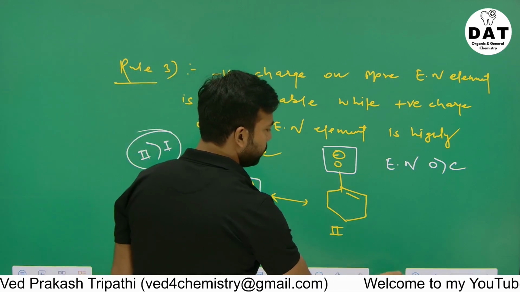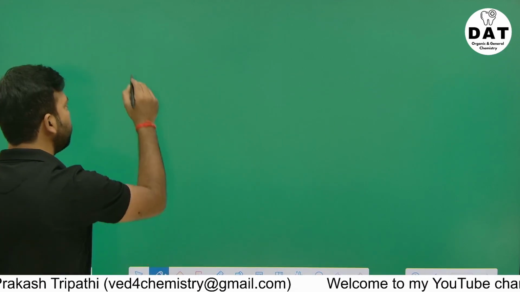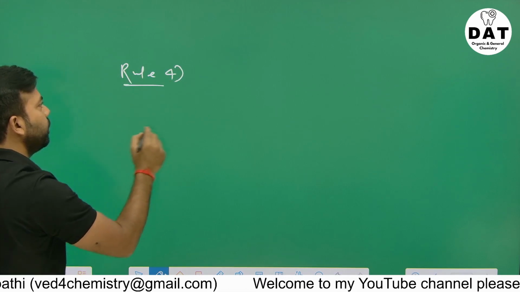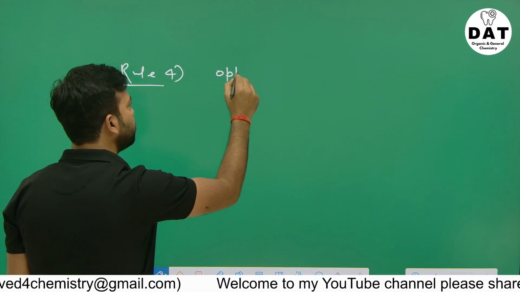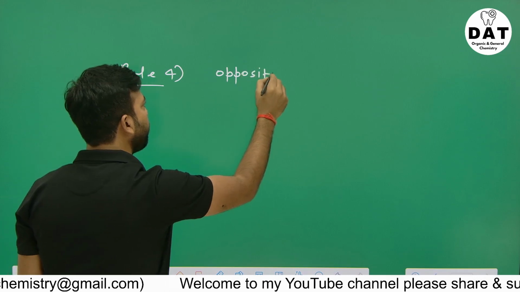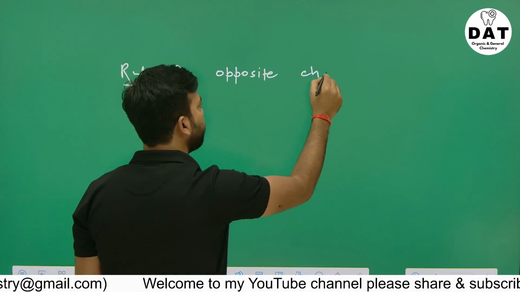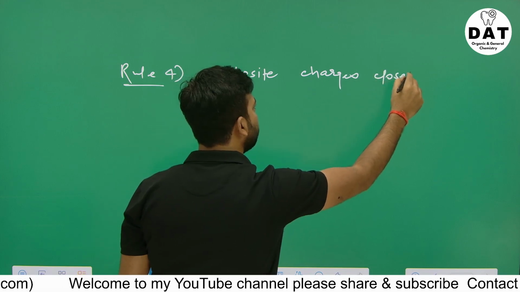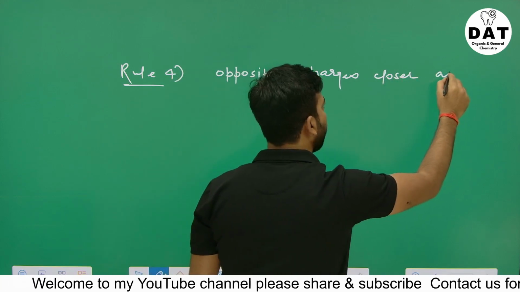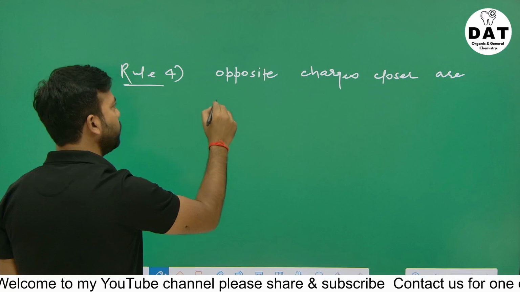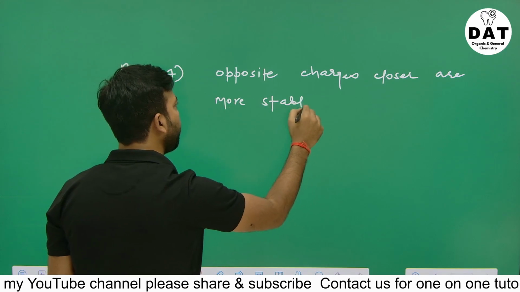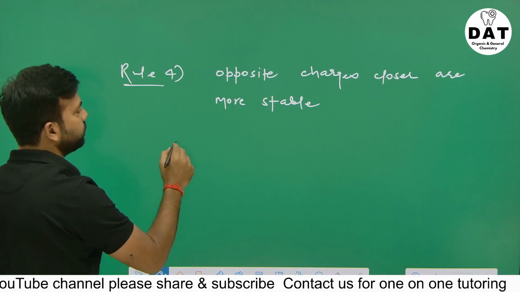Now the next is the last rule, rule 4. Opposite charges closer are more stable. More stable. Look at this one.